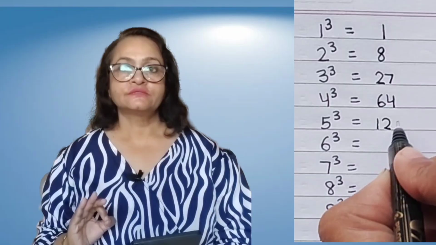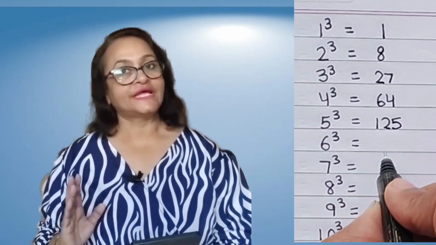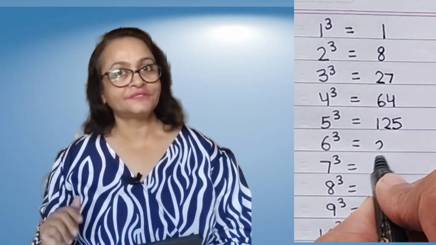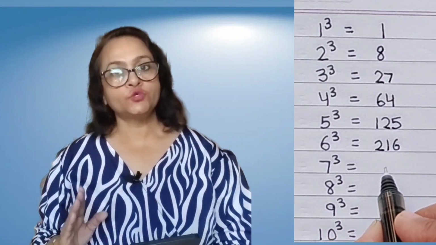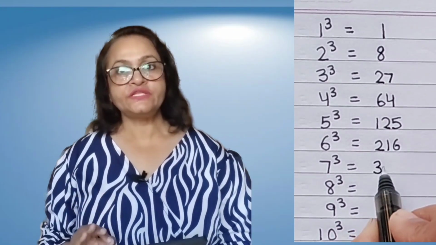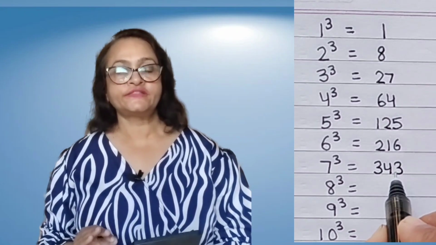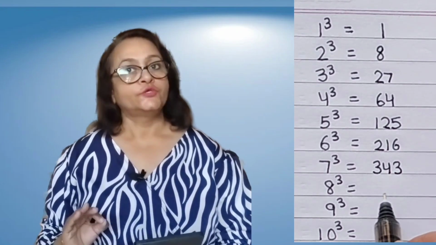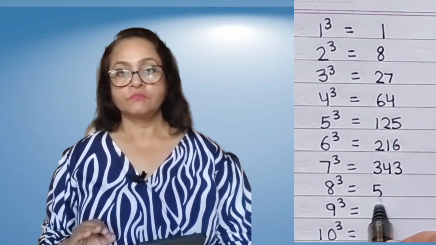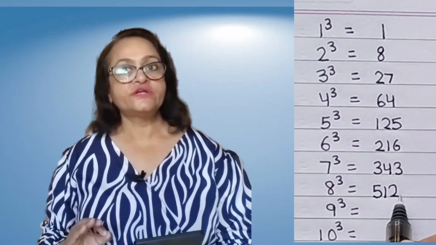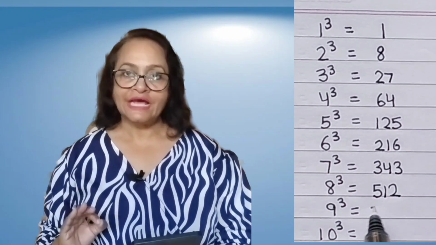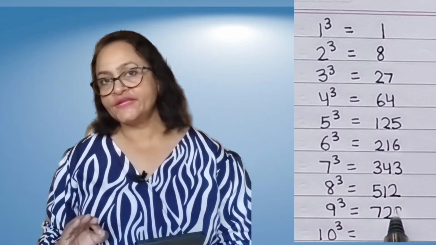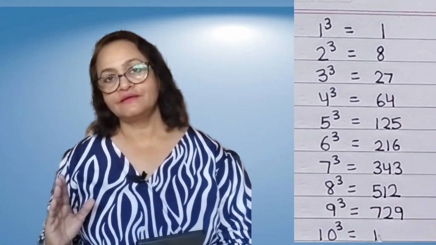5 cube is 125. That means cube ends in 5. 6 cube is 216. That means cube ends in 6. 7 cube is 343. That means cube ends in 3. 8 cube is 512. That means cube ends in 2. 9 cube is 729. That means cube ends in 9.